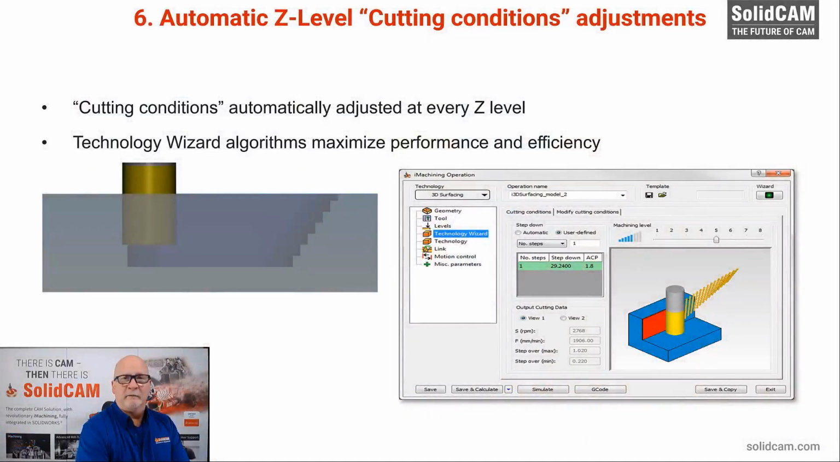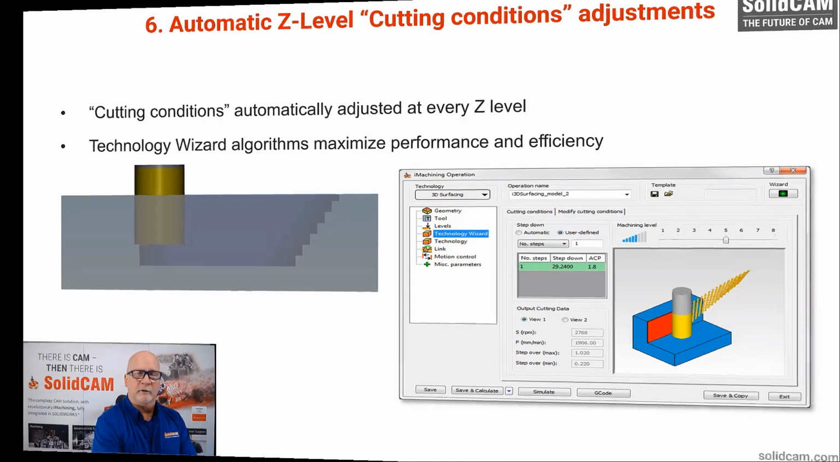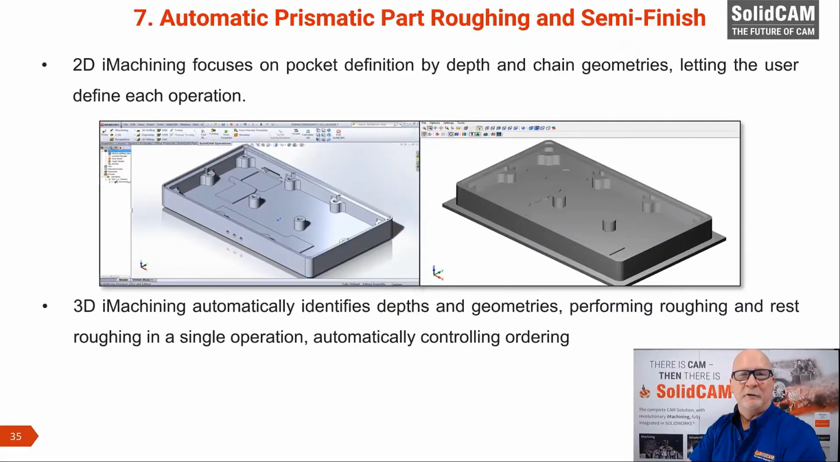It bears repeating that iMachining automatically adjusts for the conditions of a Z-step, maximizing the performance while maintaining a constant force load on the tool and the spindle. iMachining 2D leaves the ordering and depth control to the user, allowing them to choose exactly how they want to machine the part and in what order. iMachining 3D provides a powerful automation technology, analyzing the model and providing optimized pocket depth recognition and regional ordering control. This makes programming complex prismatic parts very easy.